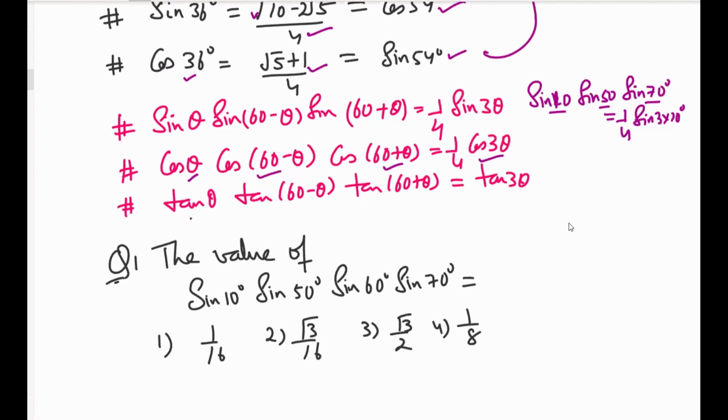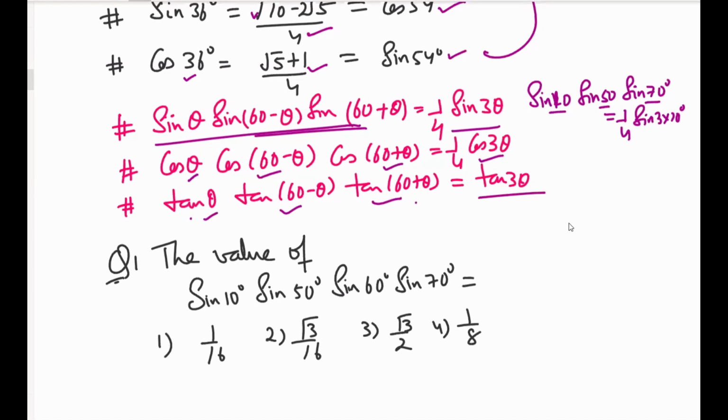And tan theta, tan 60 minus theta, tan 60 plus theta is only tan of 3 theta, because when I divide these two with each other, I get tan. So we have to divide the right hand side, and from there the 1 by 4 cancels out by 1 by 4. Therefore, the formula of tan is tan theta, tan 60 minus theta into tan 60 plus theta is only tan of 3 theta.